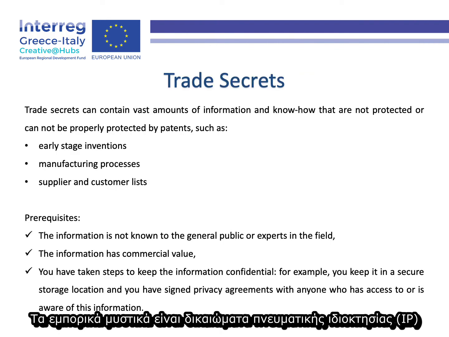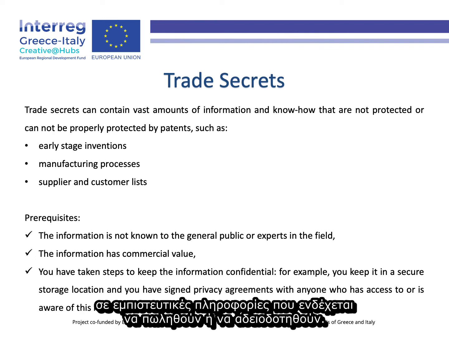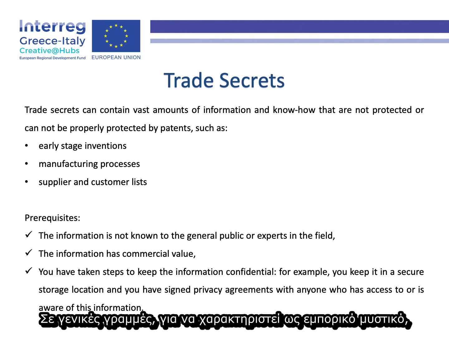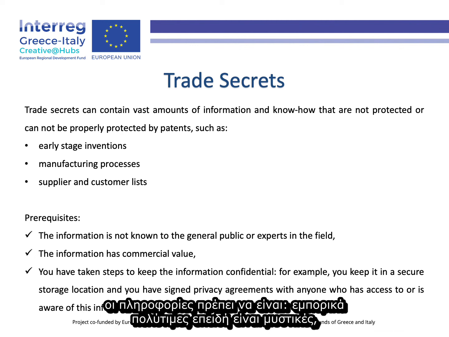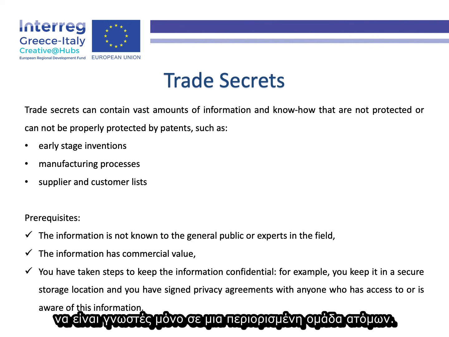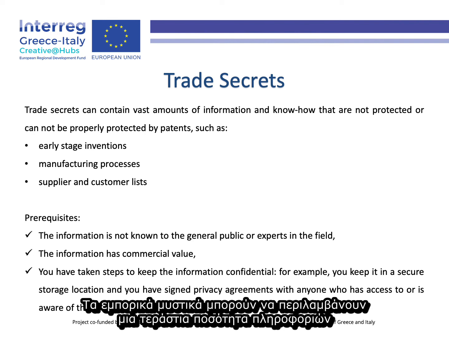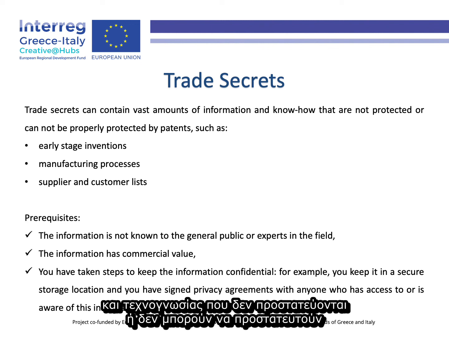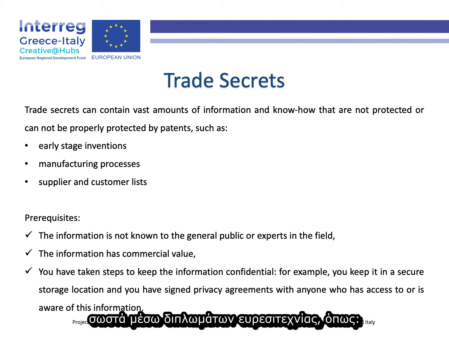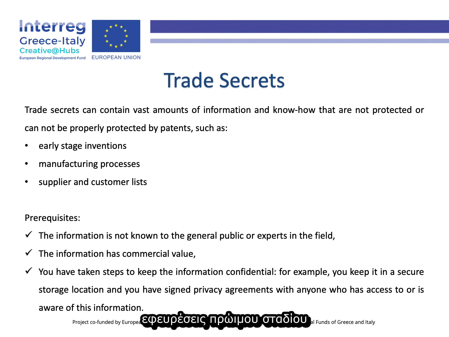Trade secrets are intellectual property rights on confidential information which may be sold or licensed. In general, to qualify as a trade secret, the information must be commercially valuable because it is secret, and be known only to a limited group of persons. Trade secrets can include a vast amount of information and know-how that is not protectable or cannot be protected properly through patents, such as early-stage inventions, manufacturing processes, lists of suppliers and clients.